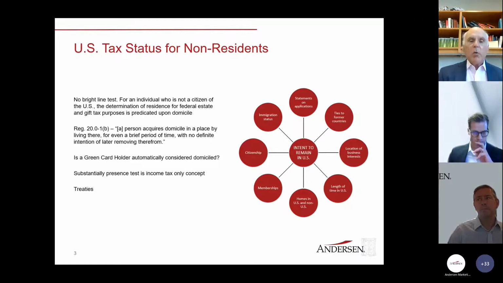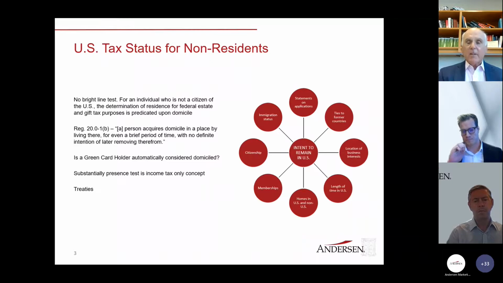first line of inquiry would be, is the person really a non-resident for U.S. tax purposes? And this is basically a facts and circumstances situation. There is no bright line test the way that there is for income tax purposes. So many of you know the so-called substantial presence test, and you count your days and you watch a 3-year moving average and all that. That's an income tax only concept.